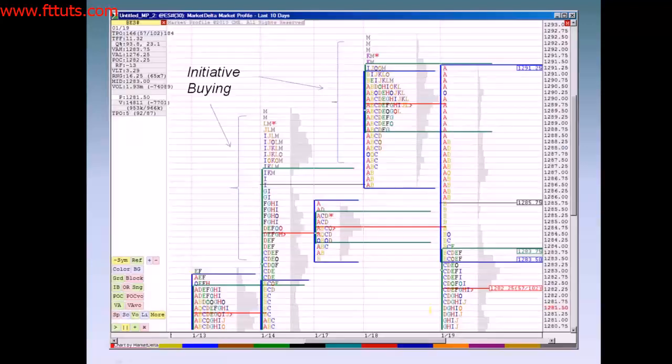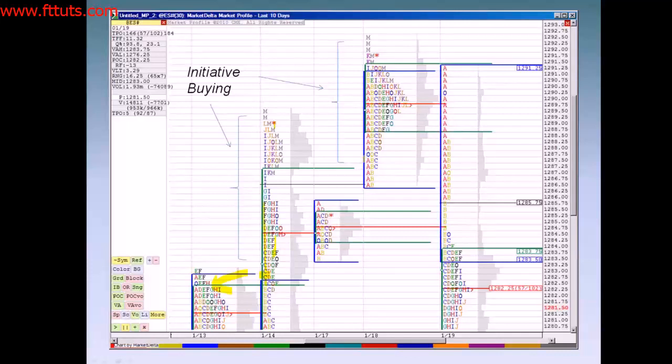All right, let's take a look at some more examples. First of all, we have initiative buying here that begins in period C above the value area of the prior day. And what happens again? Prices continue higher and higher. Let's take a look at this particular day.